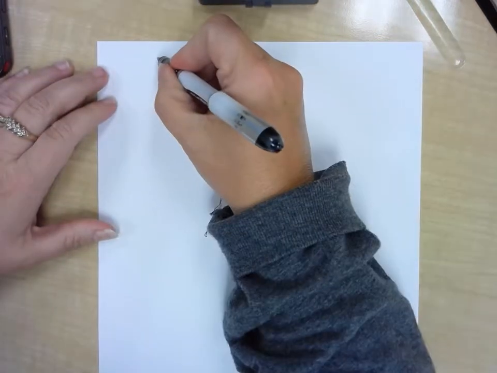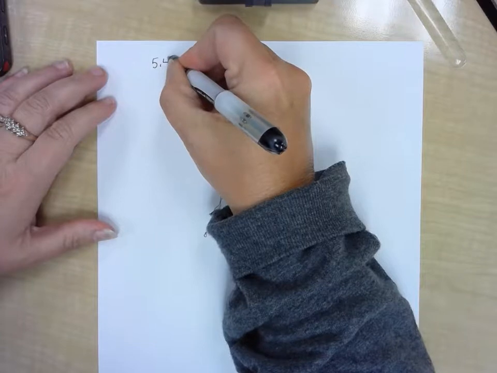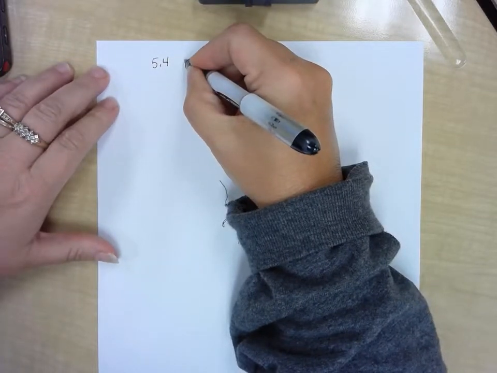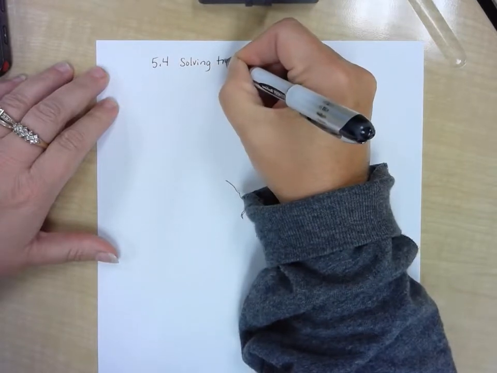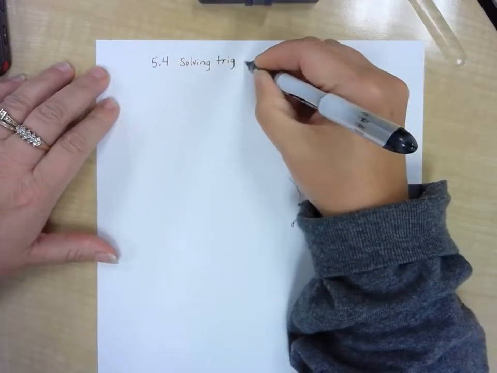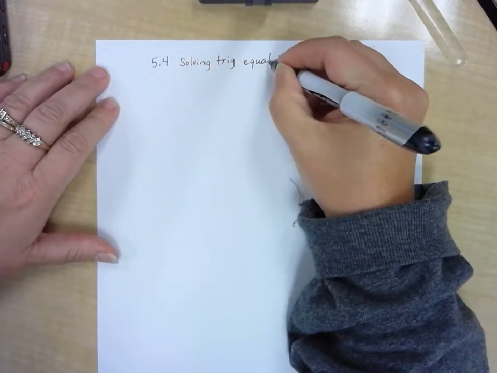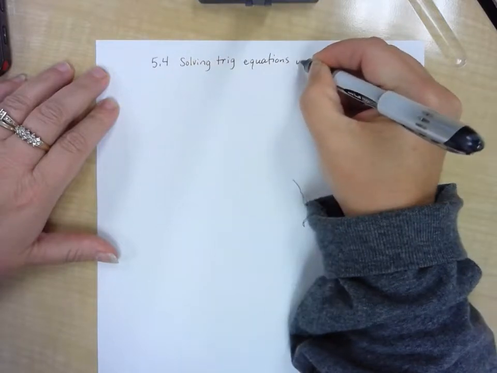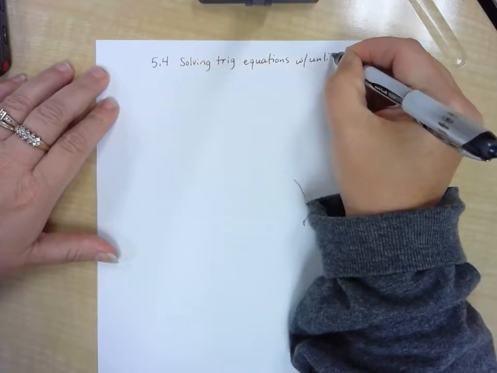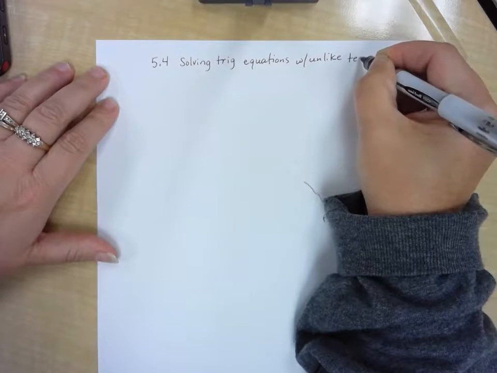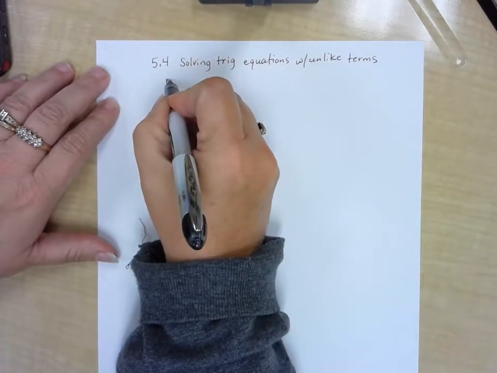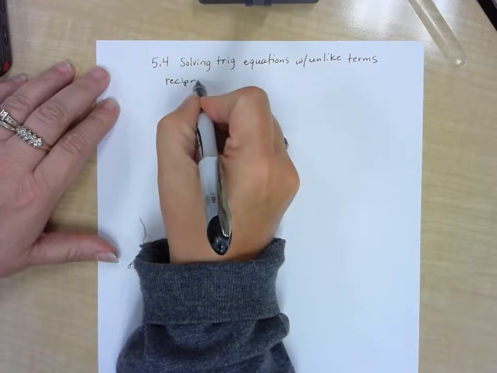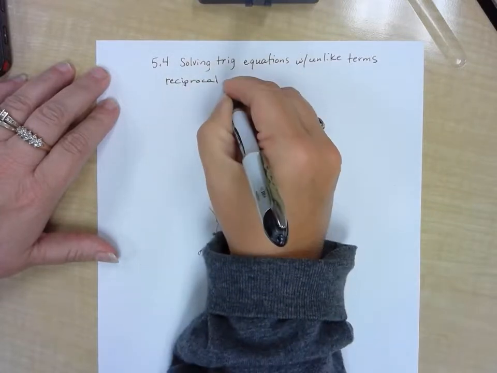Okay, this is 5.4, the second video. We're still solving trig equations with unlike terms. This time we're going to be using reciprocal identities.